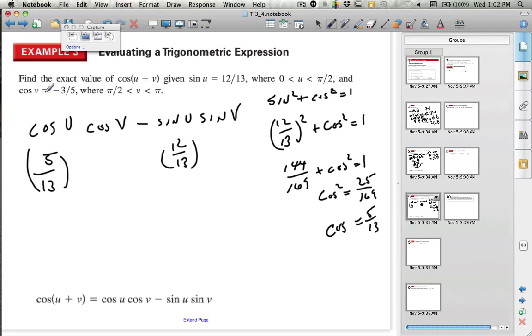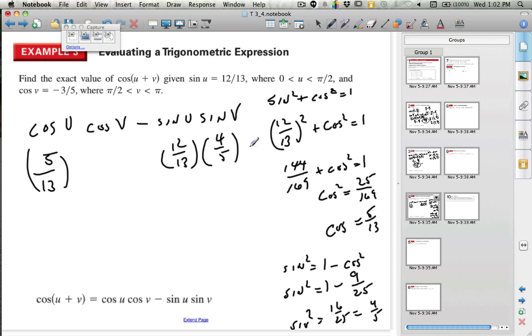And if I do the same thing with this cosine of v, I know that sine squared will be equal to 1 minus cosine squared, so we won't bother writing out the original again. So 1 minus, and cosine squared is going to be 9/25. So 25 25ths minus 9 25ths is 16 25ths. So sine will be equal to 4/5. So I know that the sine of v is 4/5, and I know that the cosine of v is negative 3/5.